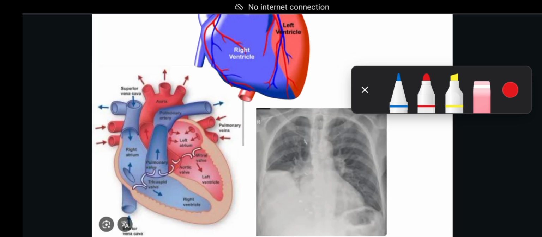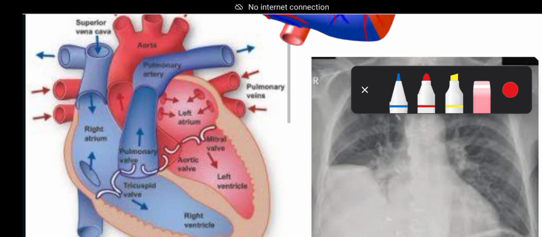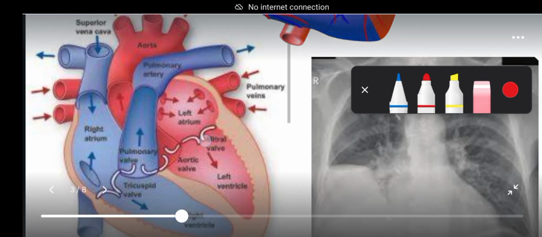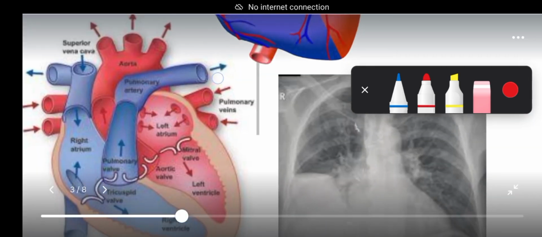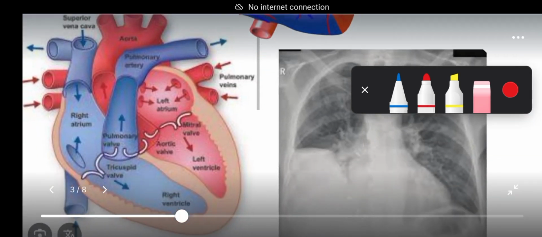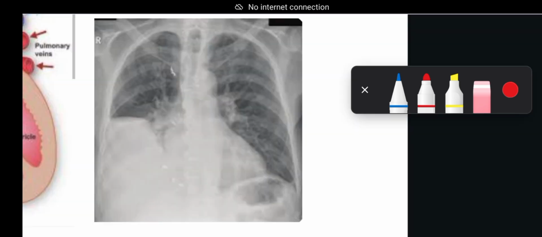This is inside of the heart. You see, when we talk about it could be a structural defect, these are structures in the heart. These are valves, these things. So if they are faulty, then it can lead to heart failure.